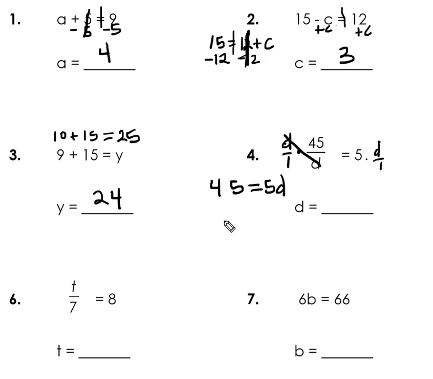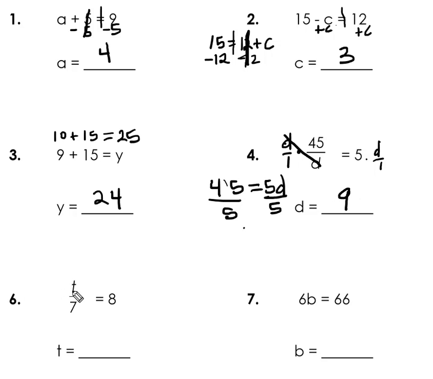Okay, and this one, like number 2, we've got to take an extra step, just for right now. All right, and now inverse operation. This is multiplied, so now I'm going to get the d by itself. I'm going to divide both sides by 5. Okay. So d is 45 divided by 5, which is 9.